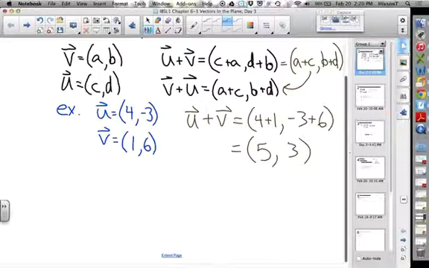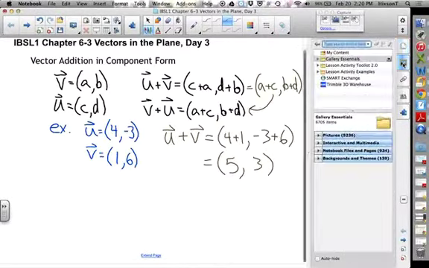All right, so that's pretty simple so far, right? Wait, I just had a question. Like, what is 5, 3? 5, 3 would be our resultant vector. Okay? So, for example, let me get a graph here.